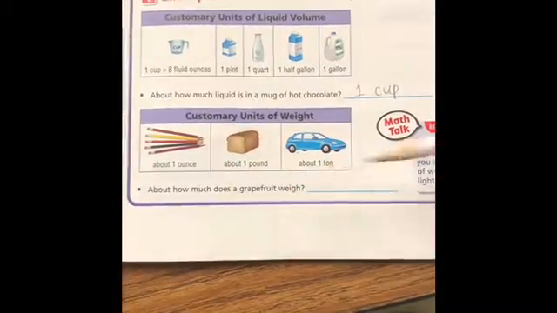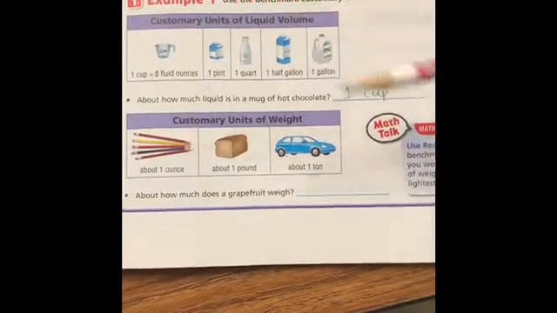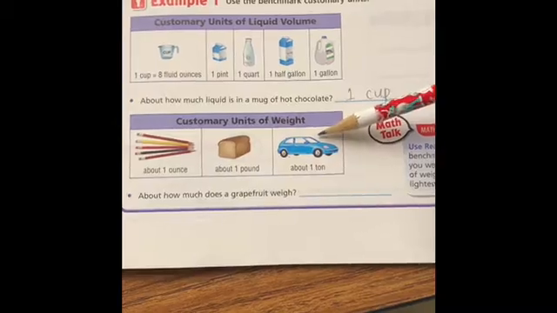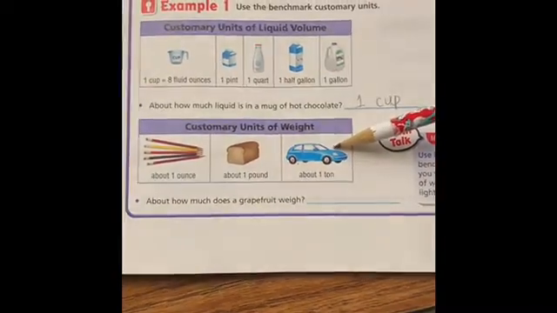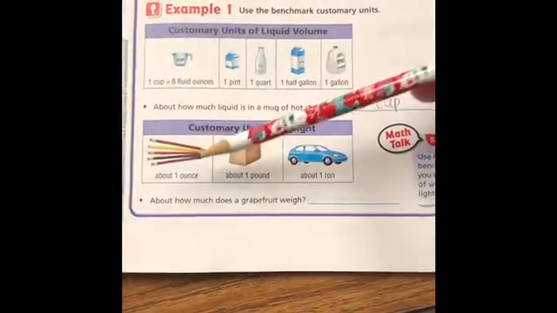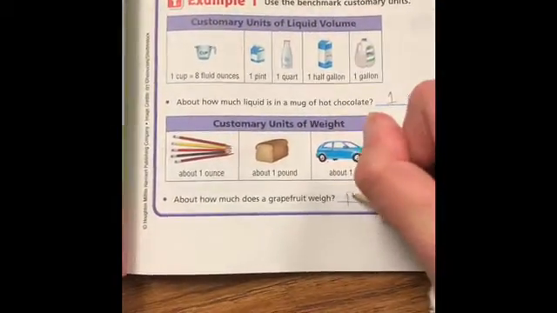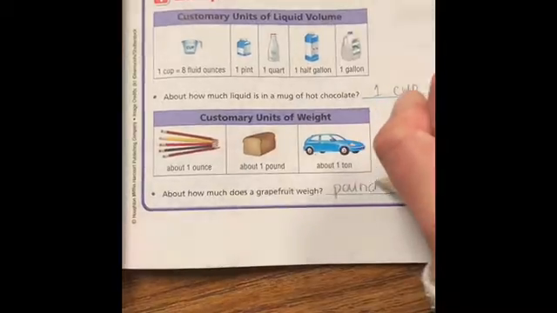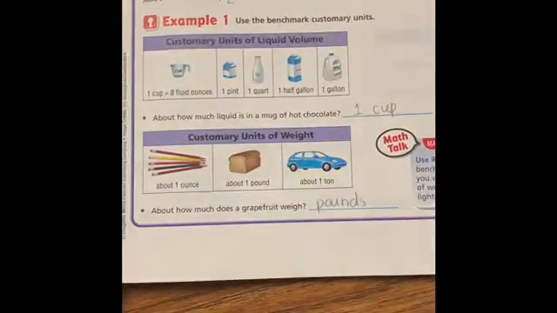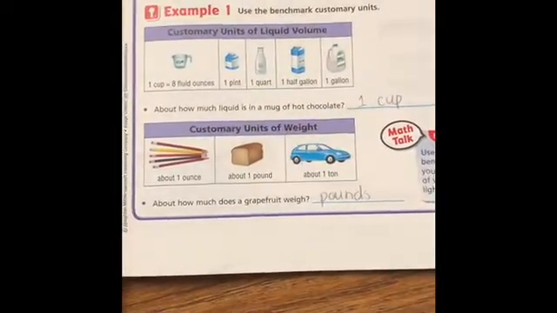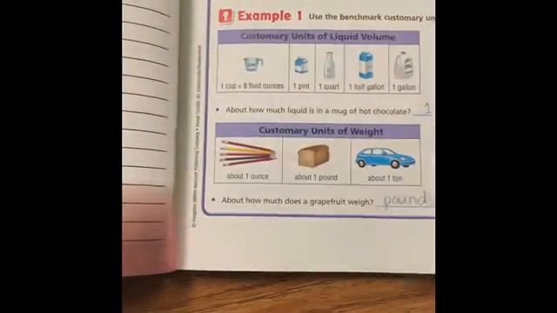So it says about how much does a grapefruit weigh. We know that a grapefruit is not going to weigh a ton. That would be a huge grapefruit. We know that it's not going to be ounces. That's too small. Grapefruit's heavier. We would probably measure a grapefruit using pounds. A grapefruit is probably about the same as 1 pound, a pound of the bread.